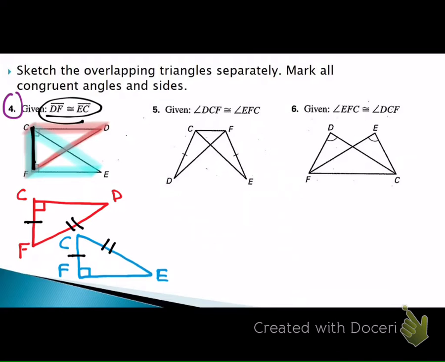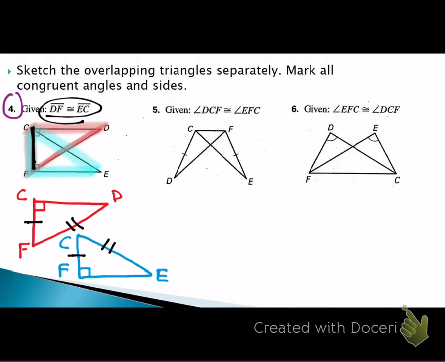Some people go a step further and they say, oh, well, this is HL, and then they mark everything congruent. If you want to do that, that's fine. But the minimum requirement is to label the parts that are given as congruent. Questions on number 4?